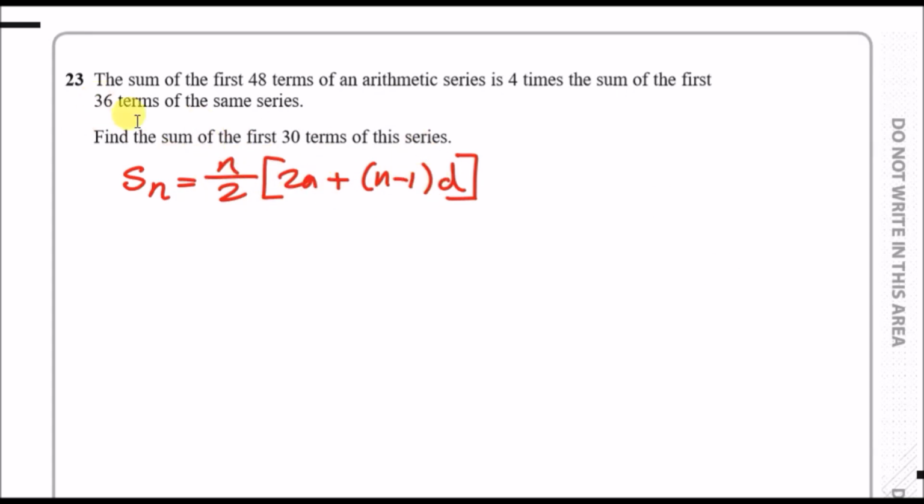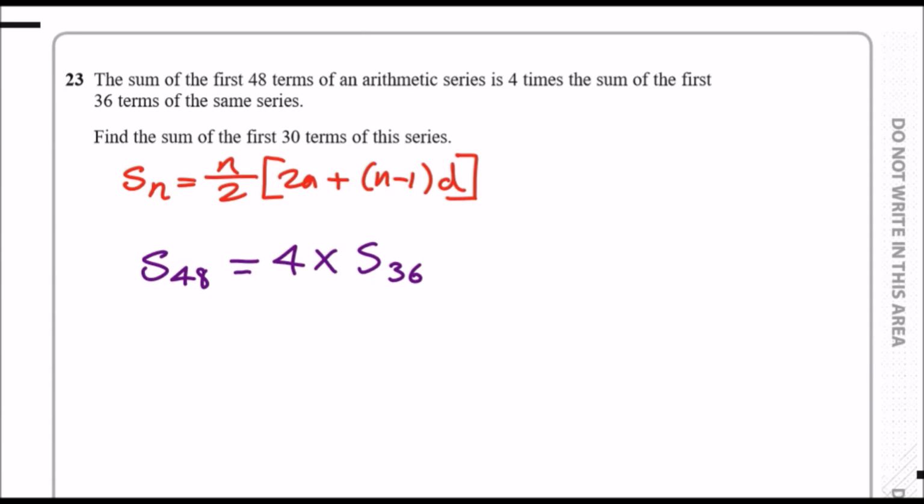Now, let's have a read. So we've got the sum of the first 48 terms of an arithmetic series is 4 times the sum of the first 36 of the same series. So what that's saying is that the sum of 48, when n is 48, is equal to 4 times the value of the sum of the first 36, which makes sense, I suppose, for whatever reason. Now, it wants us, with this equation, to find the sum of the first 30 terms of this series.